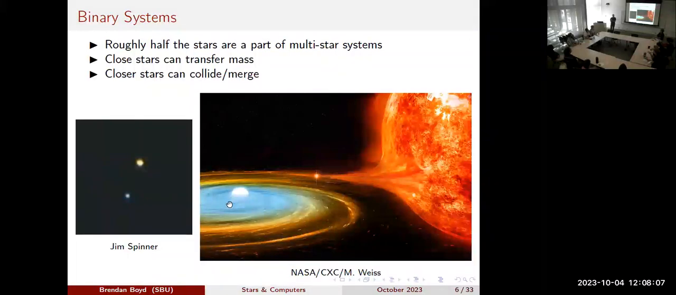Maybe we need two stars. One's not going to do it. Why don't we just add another one in? And luckily, many stars are found in these kind of binary pairs. Roughly half of the stars in our galaxy, we believe now, are in these multi-star systems.